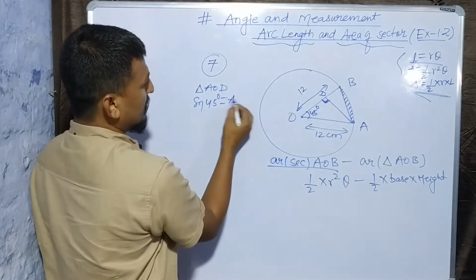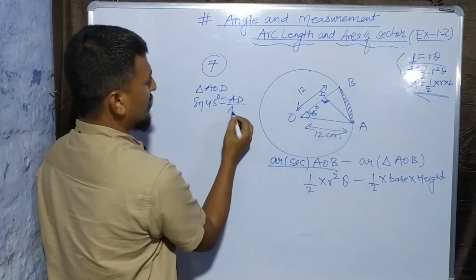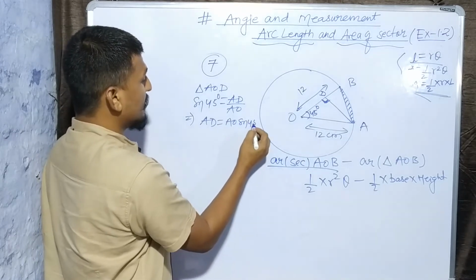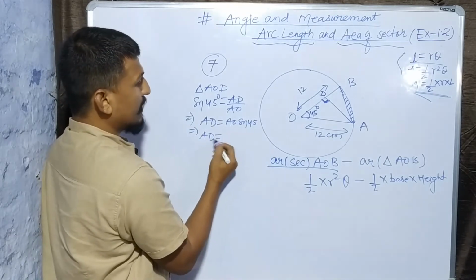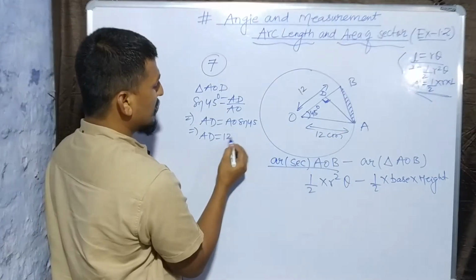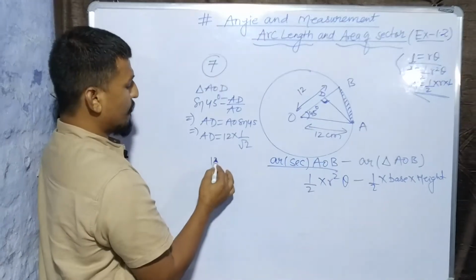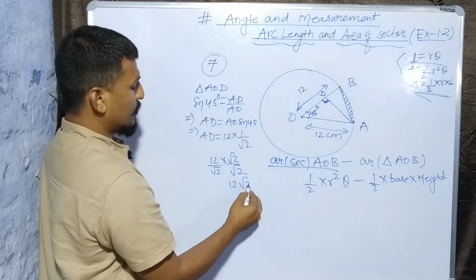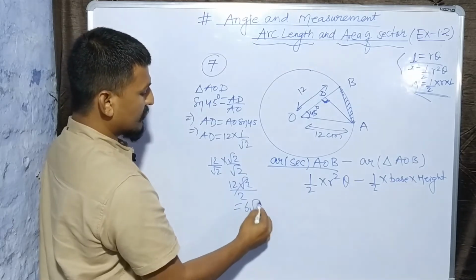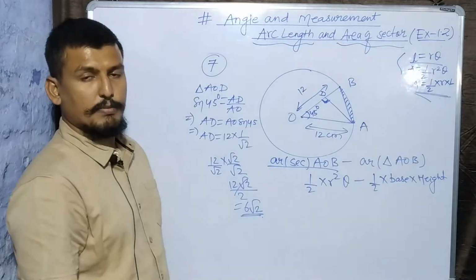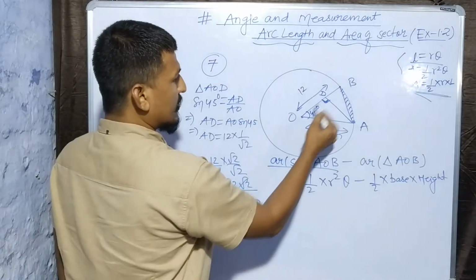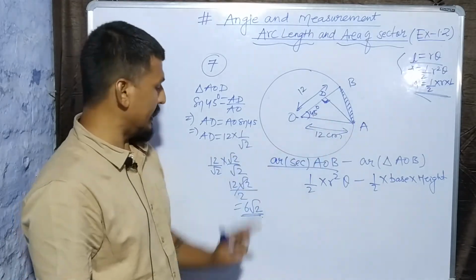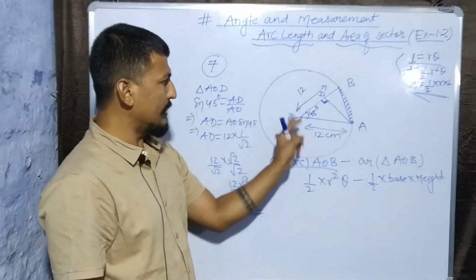this will become AD by AO. So AD will become AO sine 45. AO is 12, sine 45 is 1 by root 2. So 12 by root 2, rationalizing this, 12 root 2 by 2, this becomes 6 root 2, right? So in triangle AOB, the height AD is 6 root 2 and the base OB is 12.